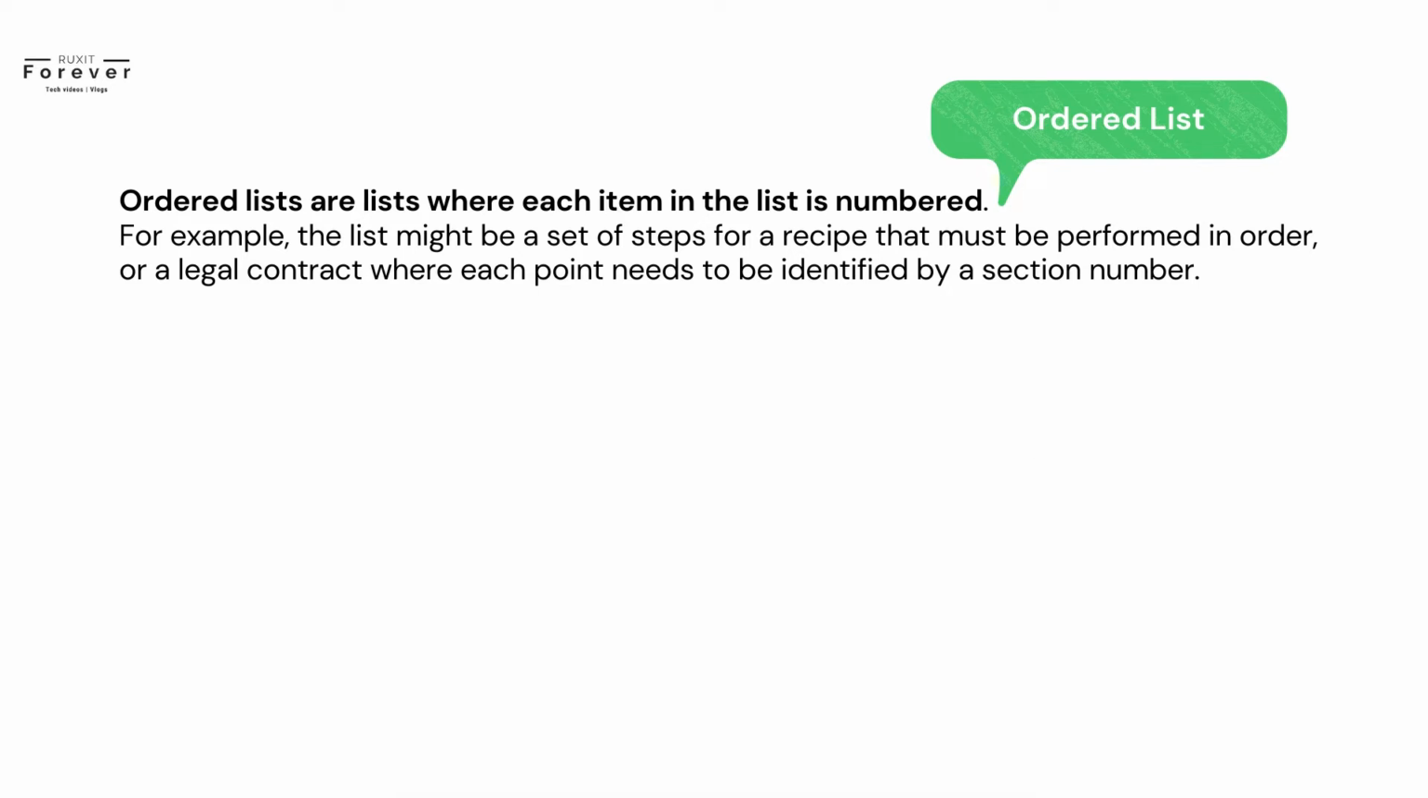There are lots of occasions when we need to use lists. HTML provides us with three different types: ordered list, unordered list, and definition list.